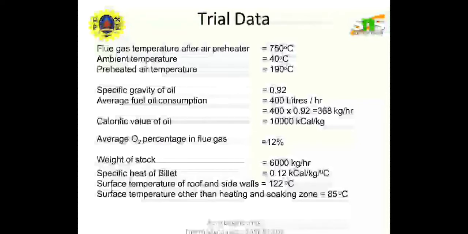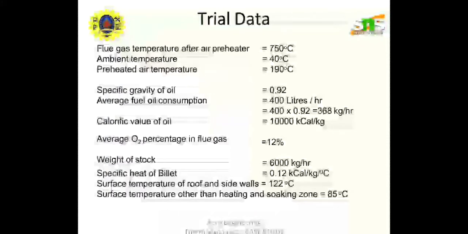We will get the output. Flue gas temperature after air preheater is 750 degrees Celsius and ambient temperature is 40 degrees Celsius. Preheated air temperature is 190 degrees Celsius. Specific gravity of oil is 0.92. Average fuel oil consumption is 400 liters per hour, calculated as 368 kg per hour. Calorific value of oil is 10,000 kilocalories per kg. Average O2 percentage in flue gas is 12%.